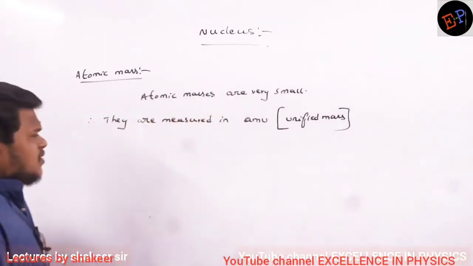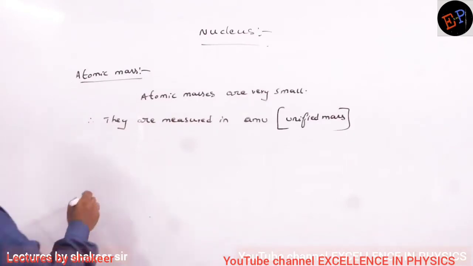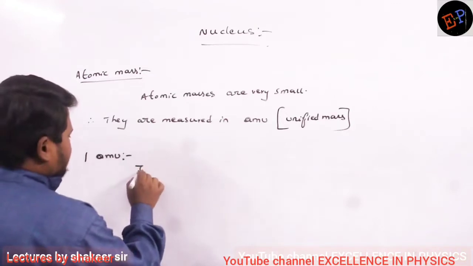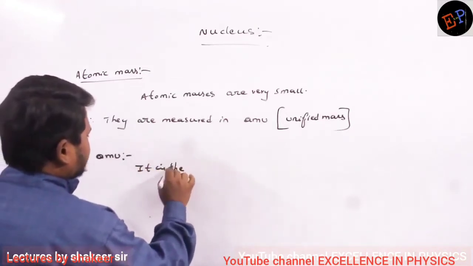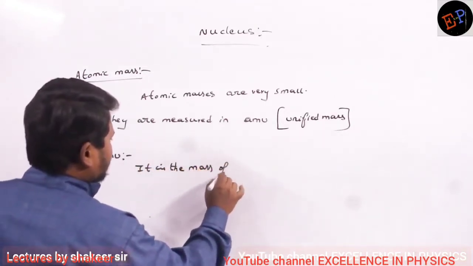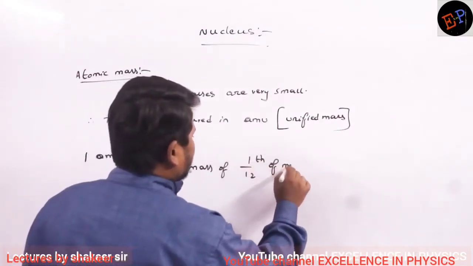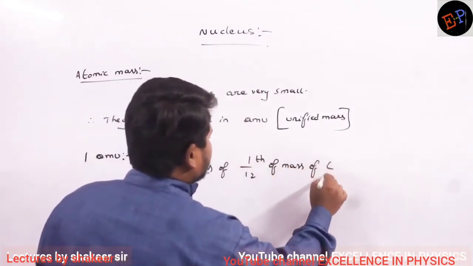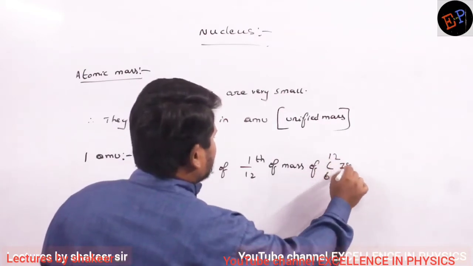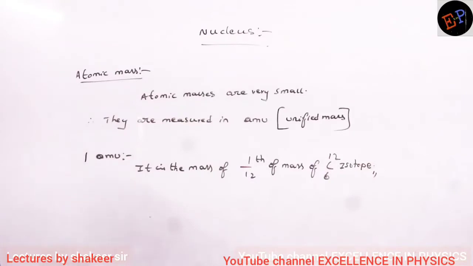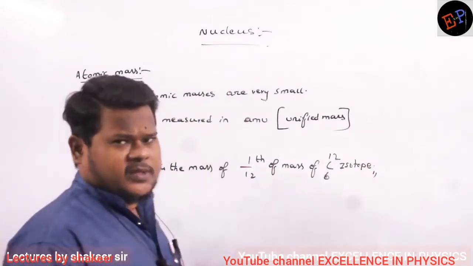Okay. Now what is meant by 1 AMU? We will write the definition of 1 AMU. It is the mass of 1/12th of the mass of a C-12 isotope, carbon with atomic number 6 and mass number 12. Are you able to understand? So how do I define 1 AMU?